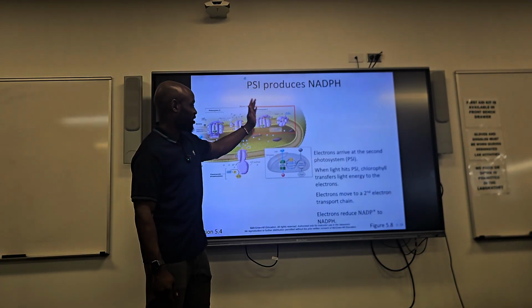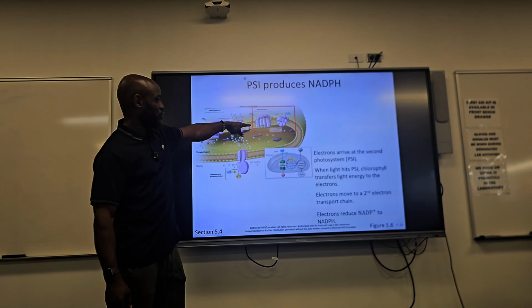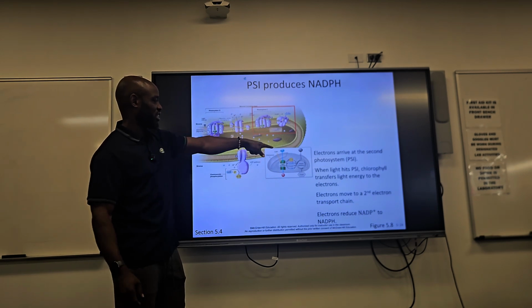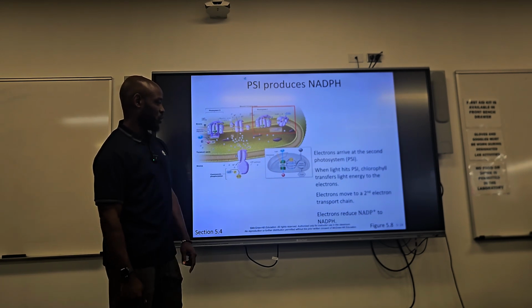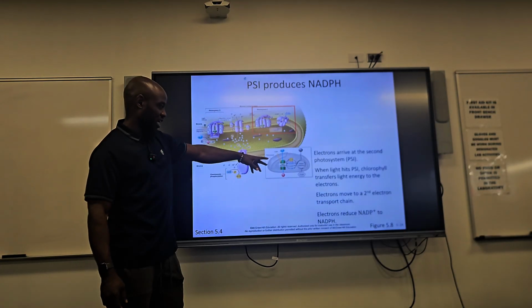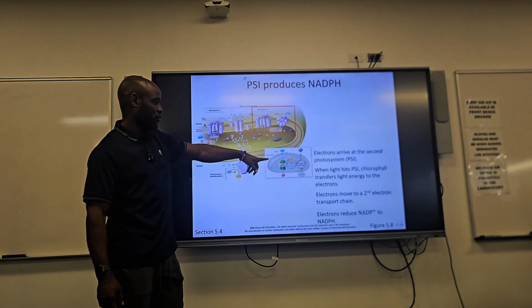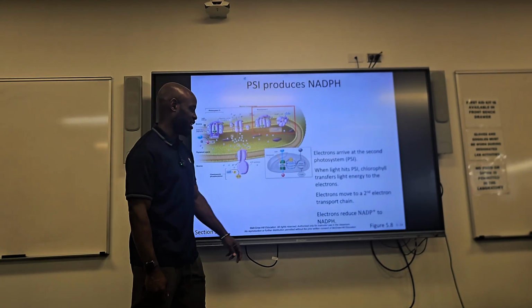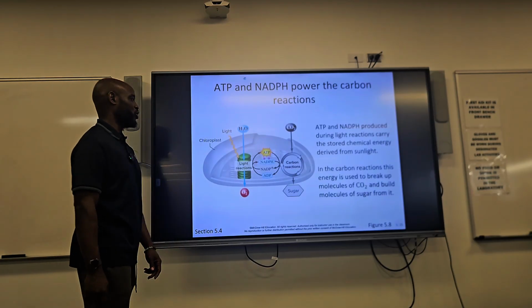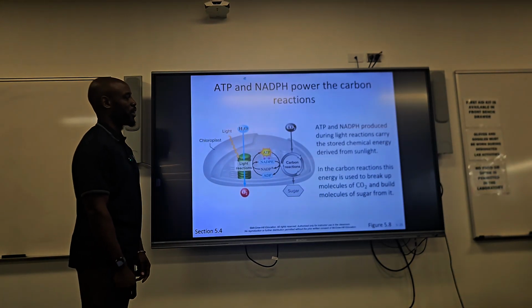And then they arrive at the second photosystem. The atoms arrive at the second photosystem, and that's where light hits the chlorophyll, transfers it to electrons, moves to a second electron transport chain, produces NADPH.